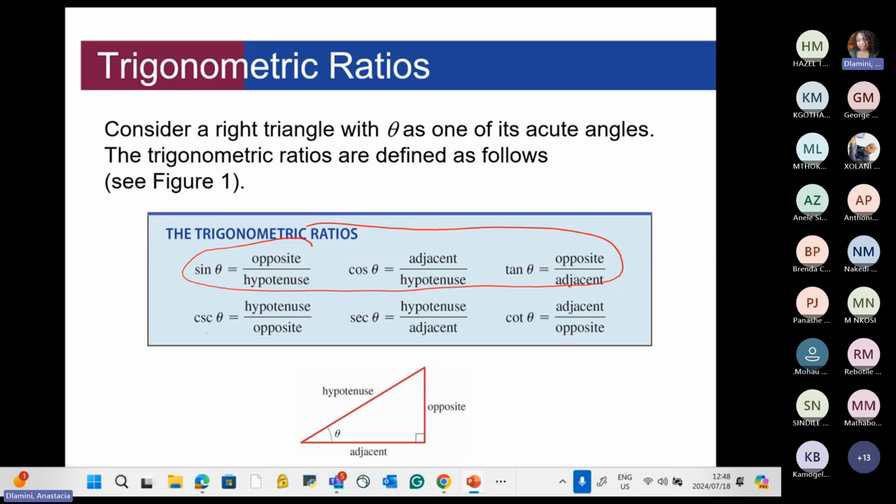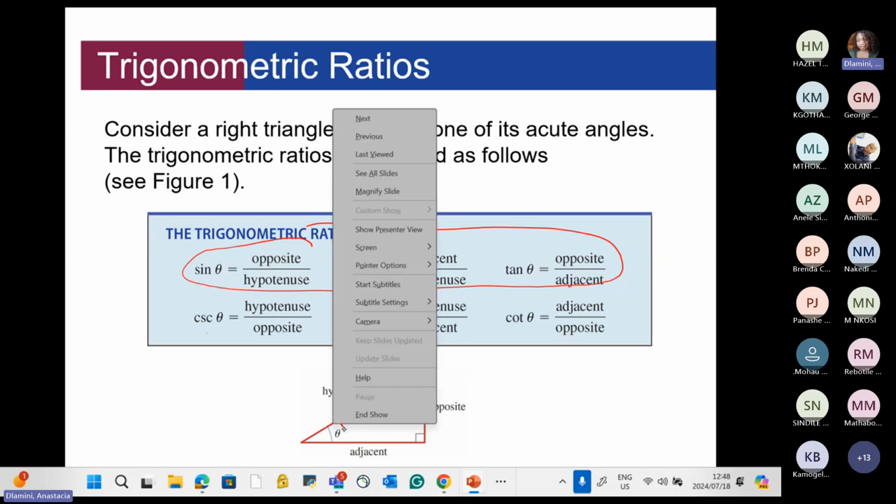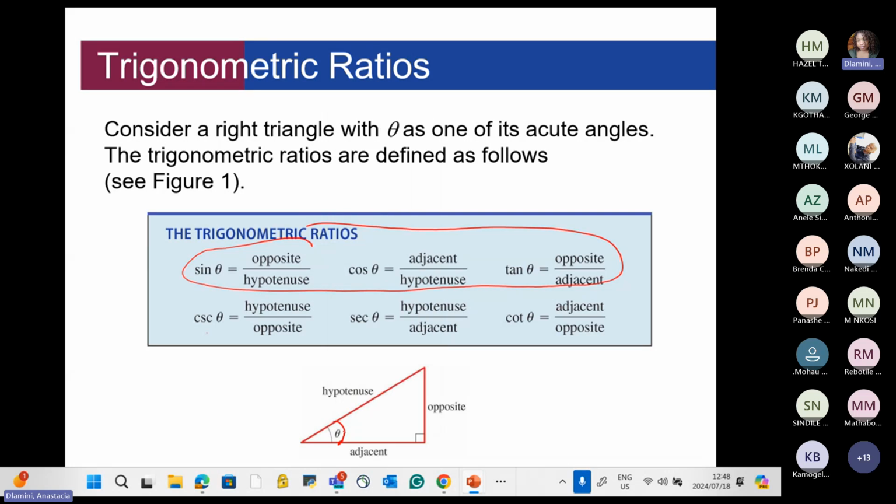Now, do you remember? Are you sure you know the positions? Opposite just means, if you are at this angle, if you draw a line across, that will be your opposite. And then next to you, but not the hypotenuse, is the adjacent. We are all comfortable with this one, isn't it? Yes, ma'am. Nothing to teach.